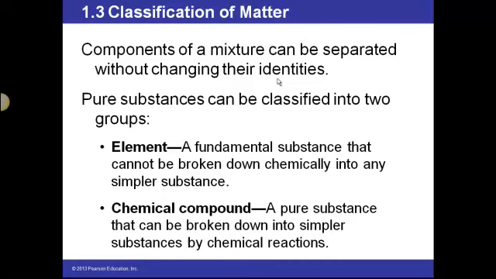So our pure substances that we talked about can be classified into two major groups. You can have elements, or you can have combinations of elements that are called chemical compounds. An element is a fundamental substance that cannot be broken down chemically into any simpler substance that is going to exist on the earth naturally. A chemical compound, on the other hand, is a pure substance that can be broken down into simpler substances by chemical reactions. And this is where we actually need to shift and just take a look at the periodic table.